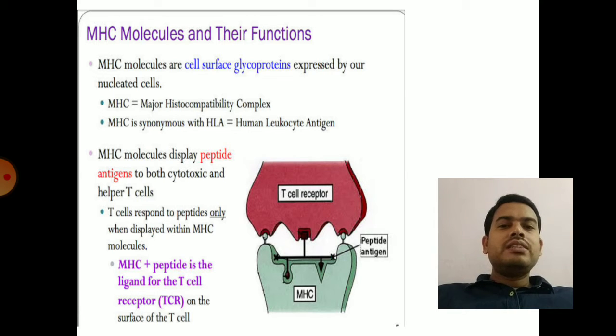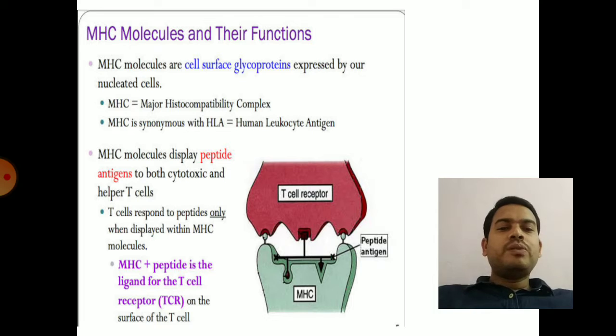So as I mentioned, major histocompatibility complex MHC molecules are cell surface glycoproteins expressed by all nucleated cells. So all the nucleus containing cells, they contain MHC glycoproteins on their surface. So as I mentioned, they process the antigen to T cytotoxic and T helper cells. So as I mentioned, MHC molecules, there are two types, majorly three types, but two types are actively involved in the antigen presentation.